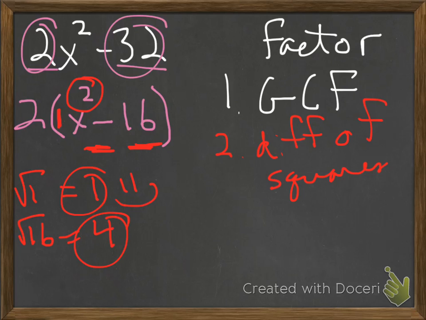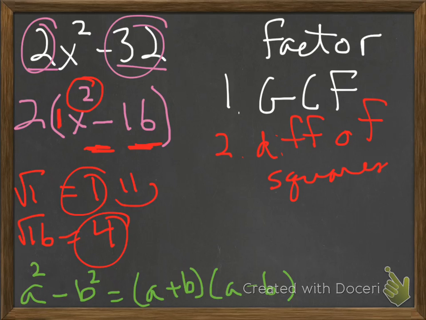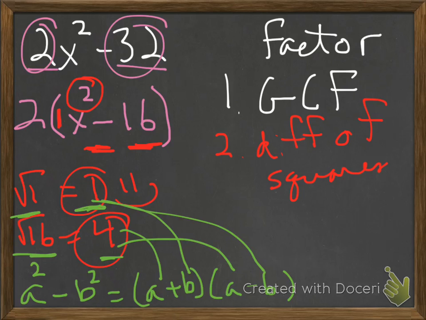So let's go ahead and just move to our formula. If you remember at the beginning of the recording, there was a formula I wrote on there for difference of squares. It was a squared minus b squared. That was going to equal a plus b and then a minus b. Okay, so it helps us when we take these square roots because these are what is going to go here. So let's go ahead and do that.